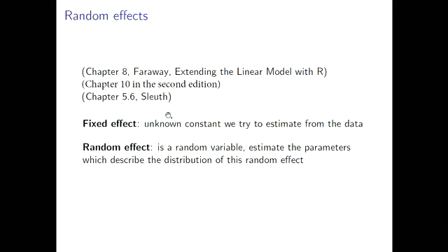A fixed effect we think of as an unknown constant we're trying to estimate from the data. A random effect's a random variable, and we typically want to estimate some sort of parameters associated with that random variable. Now, because it's a variable, it's got a variance parameter, which is typically the key parameter we want to estimate.